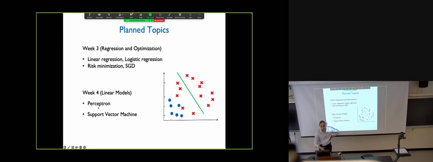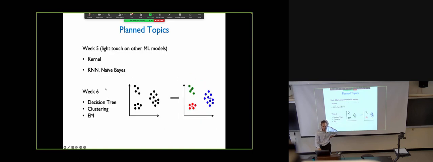Afterwards we'll go to the perceptron. This is a type of linear model that started the field of research on neural networks. Then support vector machines, which is a type of kernel machine, and we'll study that afterwards, and then we'll study kernels more generally. I won't explain right now, but you'll see what that is about. K nearest neighbors, we'll do naive Bayes, decision trees, clustering, expectation maximization.